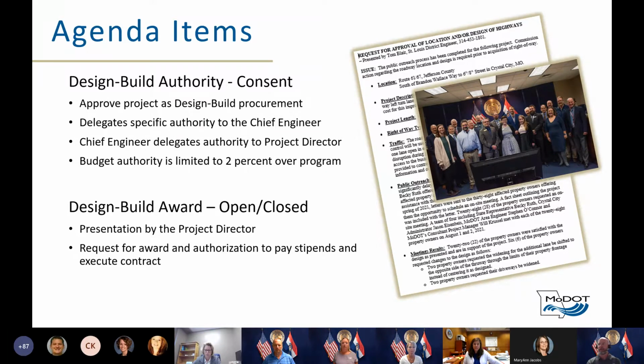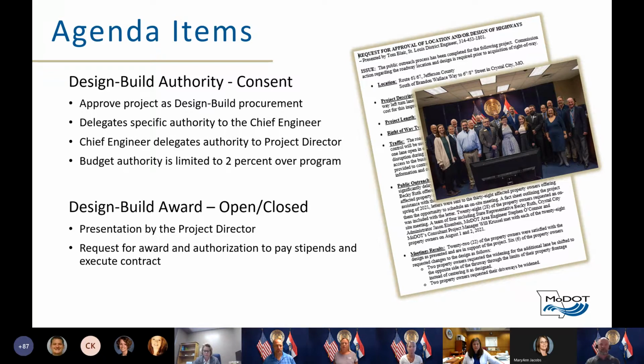If approved, the district will submit an agenda item requesting design build authority from the commission. This item is a consent agenda item. This action approves the project as design build procurement. This action also delegates specific authority to the chief engineer or his assignees. The chief engineer then delegates this authority to the project director for approval and execution of documents. An example would be execution of consultant contracts.